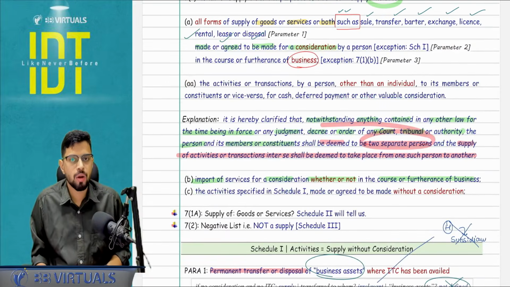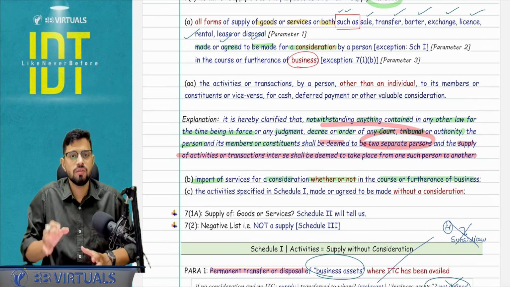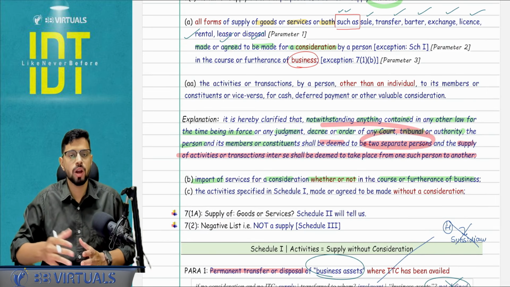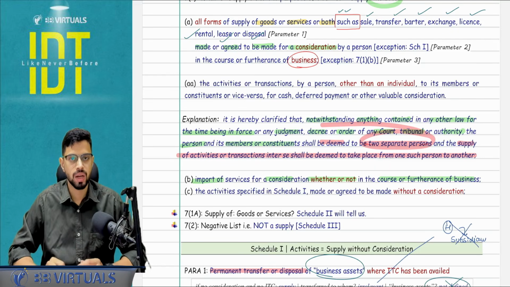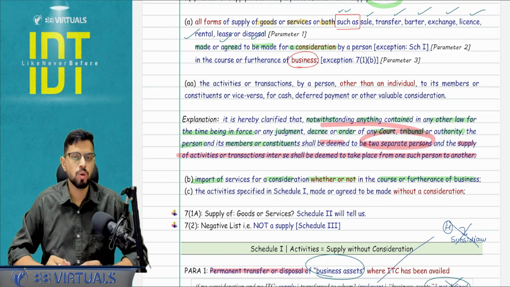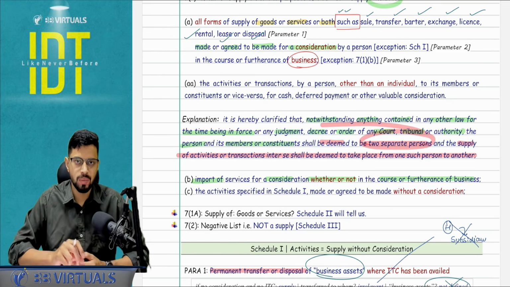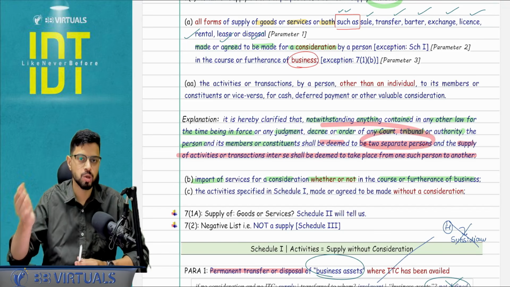Double A was in the backdrop of a case law, that is State of West Bengal versus Calcutta Club Limited, in which basically it was held that due to the doctrine of mutuality, a club and its members are one person only. And for the supply to happen, inherently there is a fourth parameter as well, that there should be a supplier and there should be a recipient.